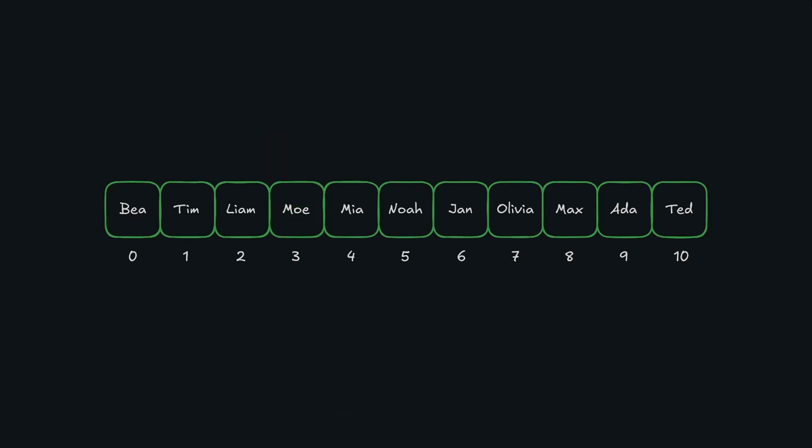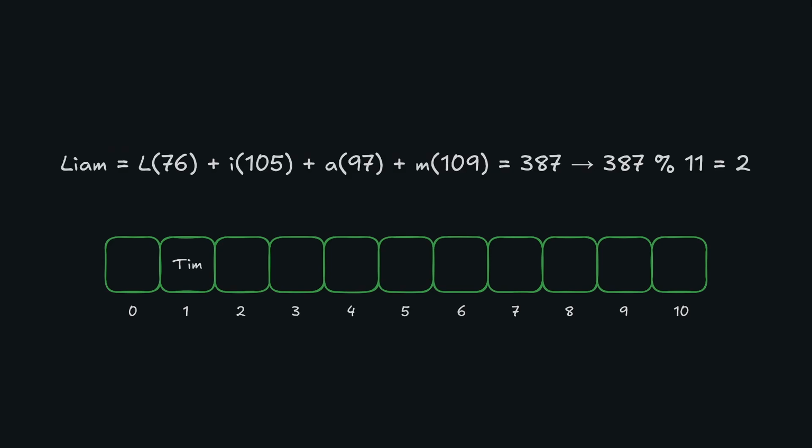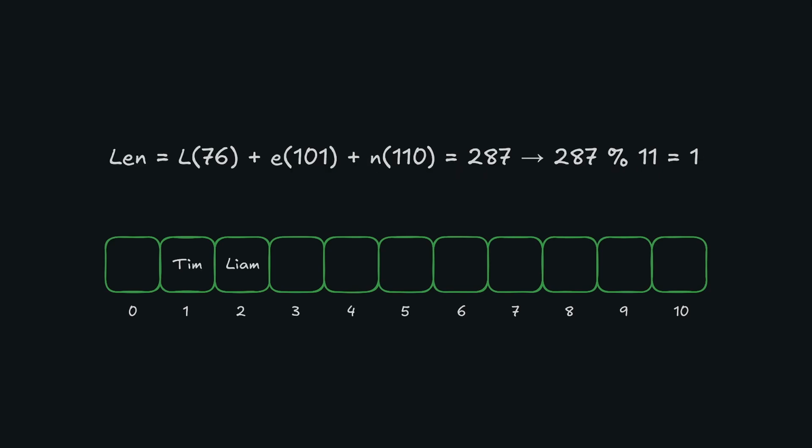But what happens if the hash function produces the same index for two different keys? Let's assume the table is completely empty. When we apply the hash function to Tim, the index is 1. For Liam, the index is 2. So far, there is no issue. Now suppose we apply the same hash function to Len and the result is also 1. This situation is called a collision because index 1 is already occupied.